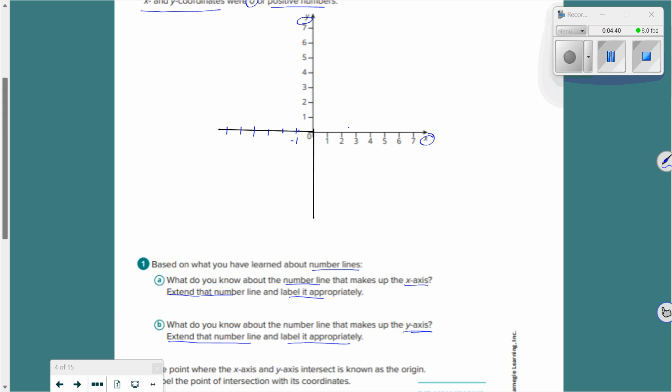Now I'm going in the negative direction. So -1, -2, -3, -4, -5, -6. We do the same thing as we are going down. About the same interval as they had, but now you're extending it into the negatives.